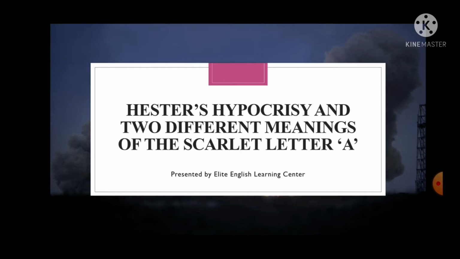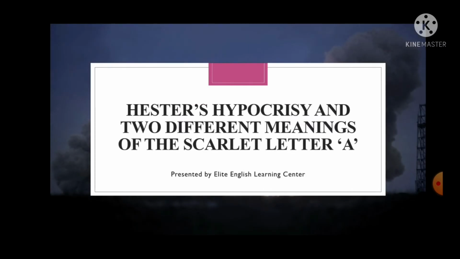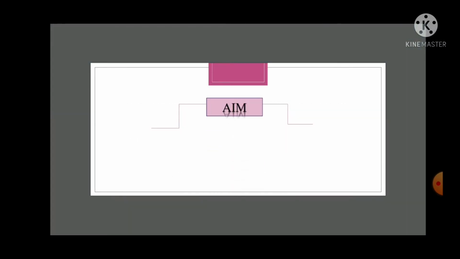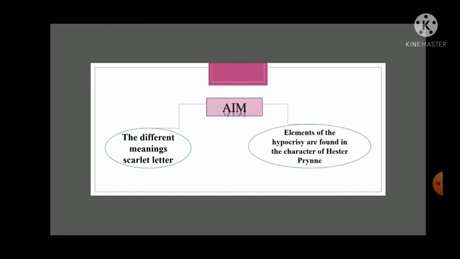First, we will discuss the aim of this video. We have two aims. The first is to discuss the different meanings of the Scarlet Letter, and in the second part we will discuss the elements of hypocrisy that are found in the character of Hester Prynne. So let's start the explanation.